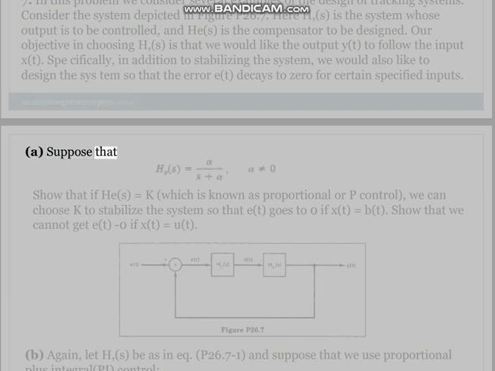Suppose that. A. Show that if H_c(s) equals K, which is known as proportional or P control, we can choose K to stabilize the system so that e(t) goes to 0 if x(t) equals t u(t). Show that we cannot get e(t) to 0 if x(t) equals u(t).